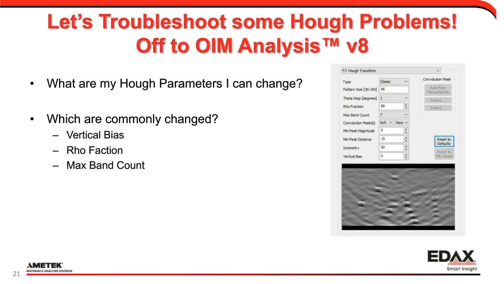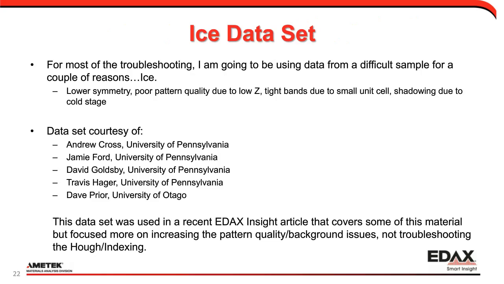So with that in mind, let's go ahead and discuss a data set that I got from a user. For most of this troubleshooting of the Hough, I'm going to be using a relatively difficult sample for a couple of reasons, and that's going to be ice. Just think about ice: it can be crystalline, and it has a relatively lower symmetry than plain FCC.